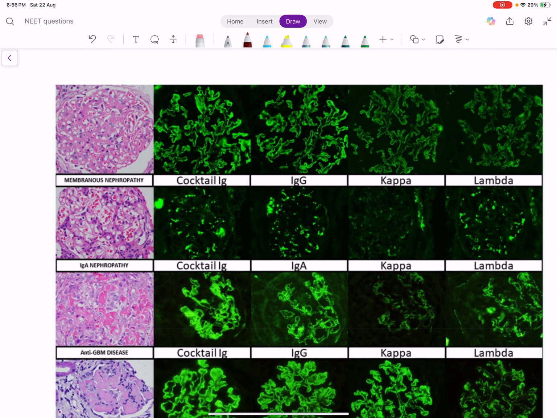So this one is membranous nephropathy. I told you membranous nephropathy is seen in nephrotic variant. See, there is deposition along the membrane, right? That's why we are seeing linear deposits.